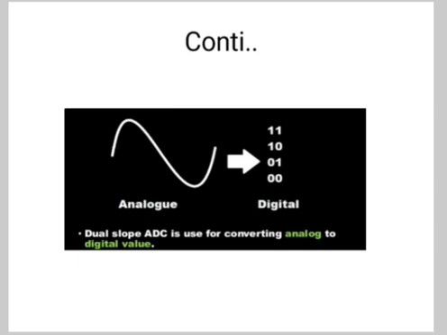So this dual slope integration type of A to D conversion is a very popular method for digital voltmeter application. When compared to other types of ADC technique, the dual slope method is slow, but it is quite adequate for digital voltmeters used for laboratory measurements.